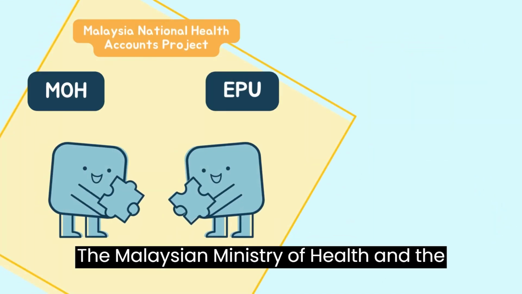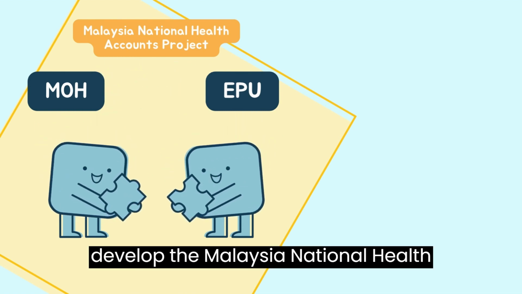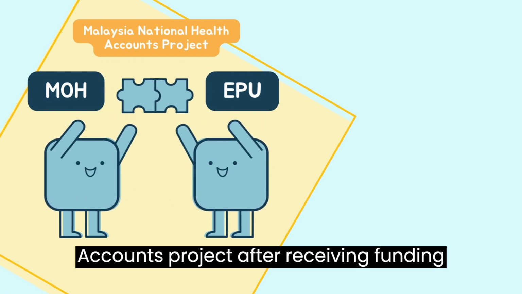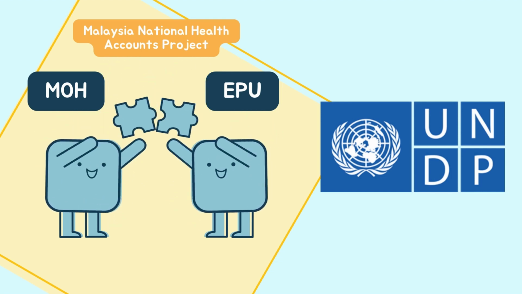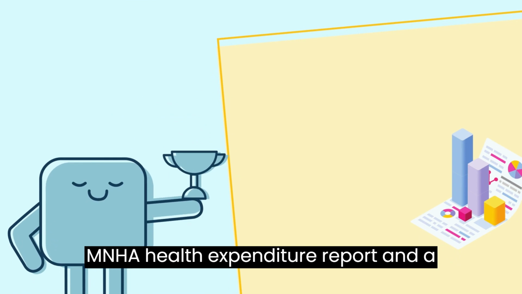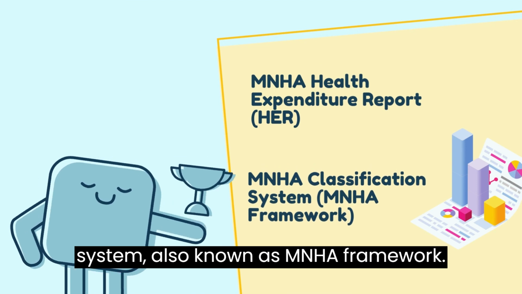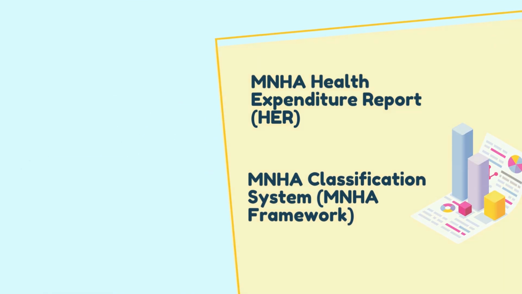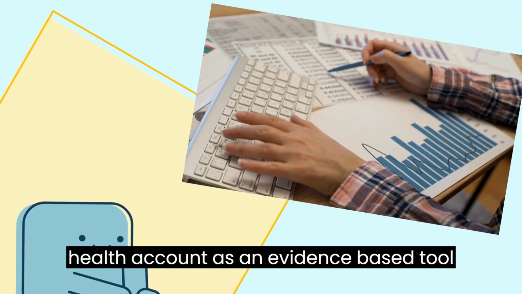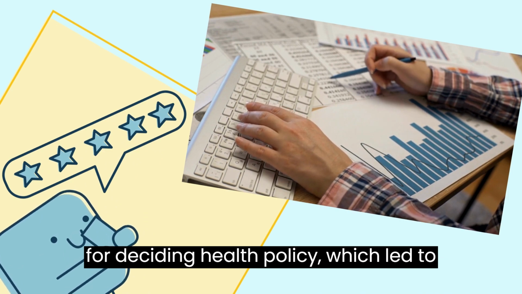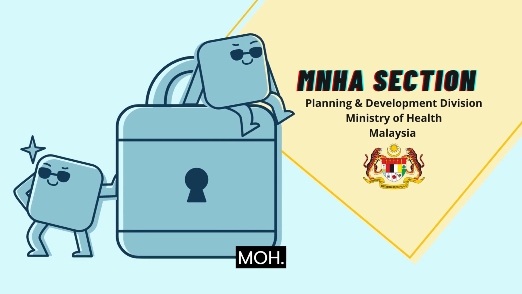The Malaysian Ministry of Health and the Economic Planning Unit of the Prime Minister's Office joined forces to develop the Malaysia National Health Accounts project after receiving funding from the United Nations Development Program in 2001. The project's output includes the first MNHA Health Expenditure Report and a report on the MNHA classification system, also known as the MNHA Framework. The MNHA project successfully demonstrates the advantages of using a health account as an evidence-based tool for deciding health policy, which led to the creation of the MNHA section within the Planning and Development Division of MOH.